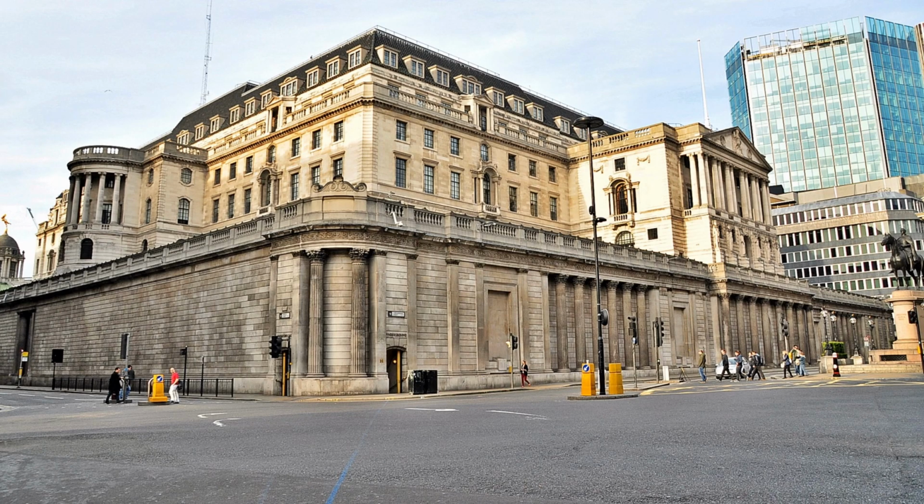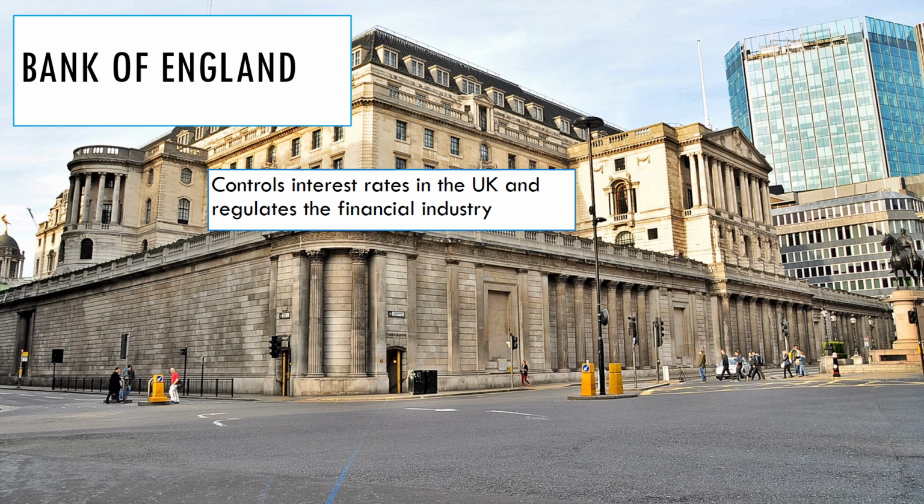Now, in the UK, this institution here is responsible for determining or influencing the level or the rate of interest in the economy. This is the Bank of England, and they control interest rates in the UK and they regulate the financial industry. Now, they have a very special role as a bank. They are not a normal bank that you or I would bank with, like NatWest or HSBC. They are what's known as the banker's bank. So they are who the banks themselves go to borrow money.